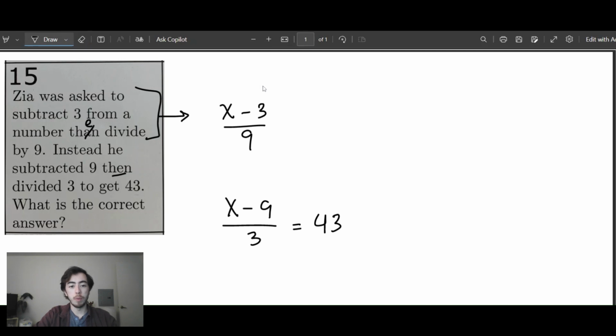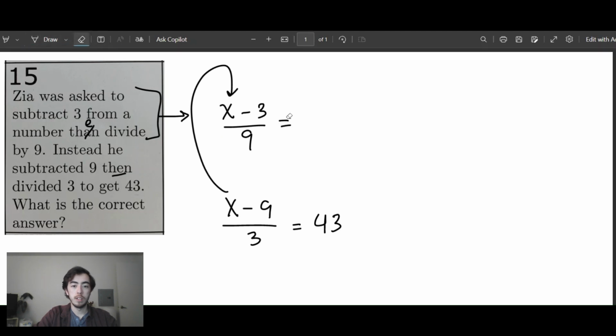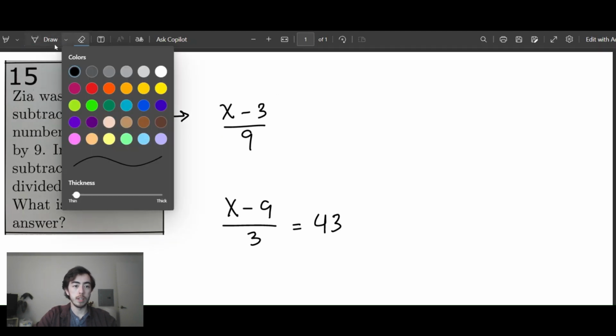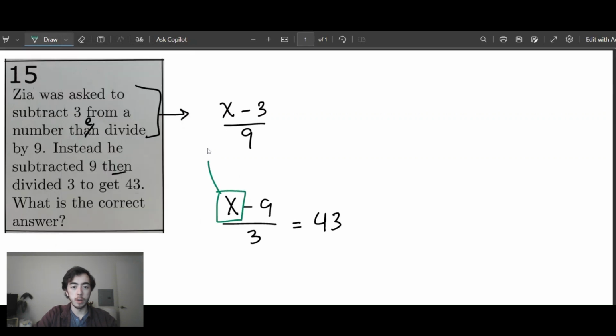So I think it's like a two-parter. First, I should figure out what Zia is starting with to begin with. And then once I know that number, I'll plug it back in here and get my answer. So that's my plan. Basically, I just want to find out what this x is going to be. And once I know it, I'll plug it back in here.